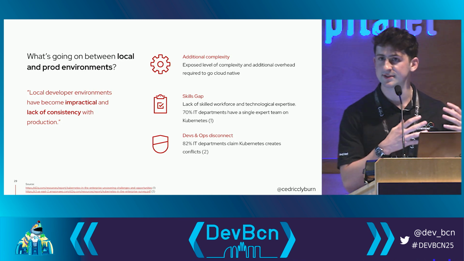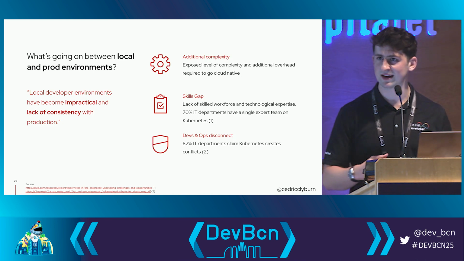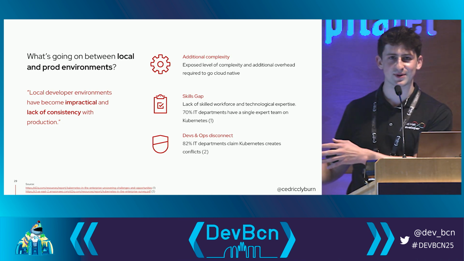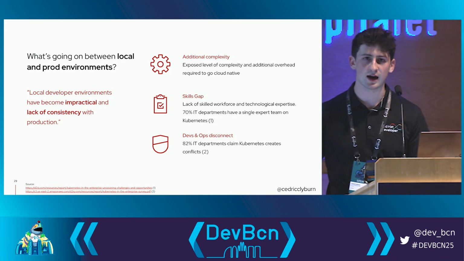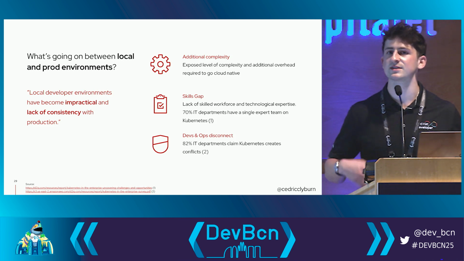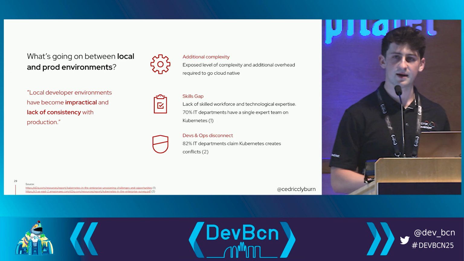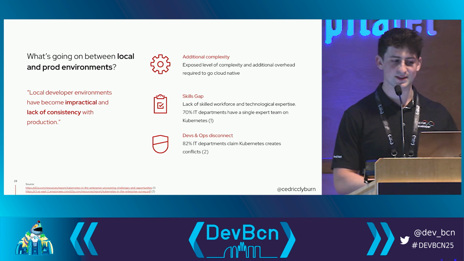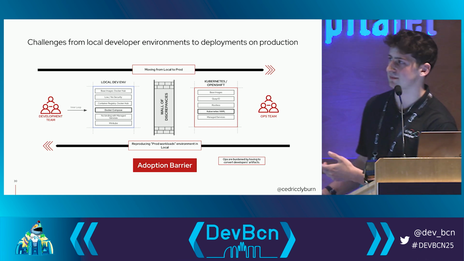For example, I might be using Compose, which is much easier to use locally, right? But when I actually want to bring this to Kubernetes, I have to translate this file. And that's a little bit of work for our ops team to do, right? There's also a skills gap in understanding how these resources work, from deployments to services to pods, et cetera. And there's a big disconnect between those two sides. And specifically, this is what I call the adoption barrier, right?